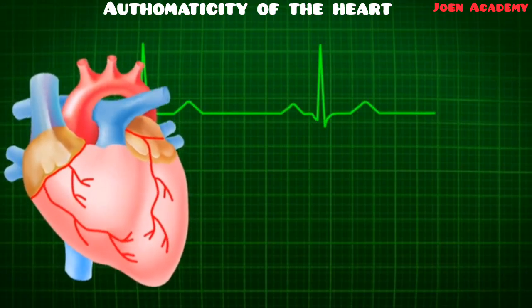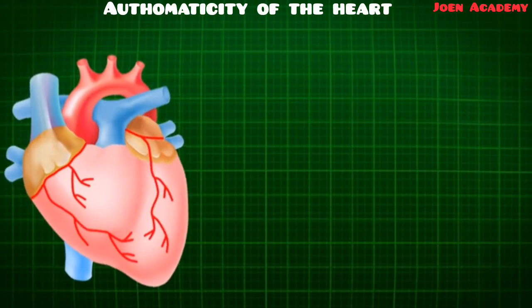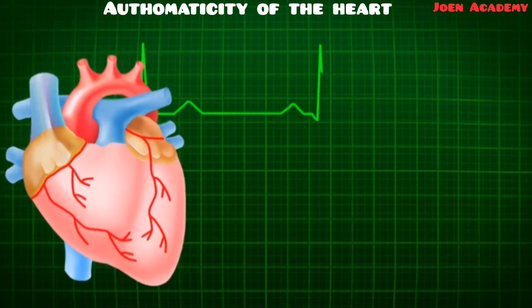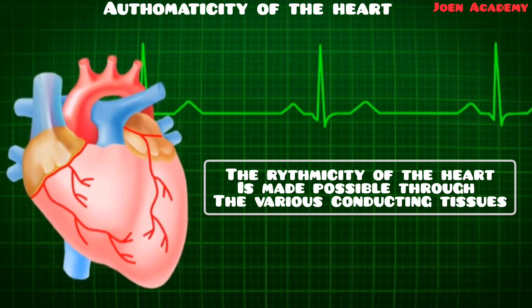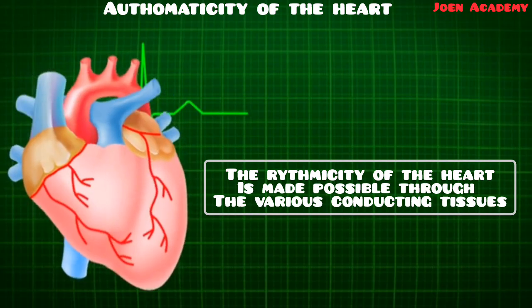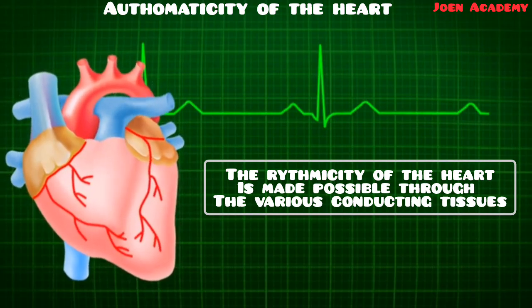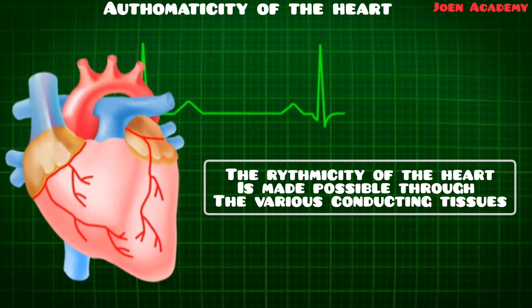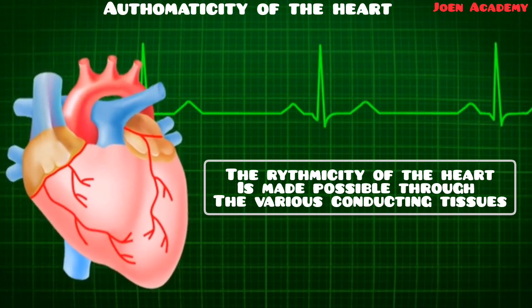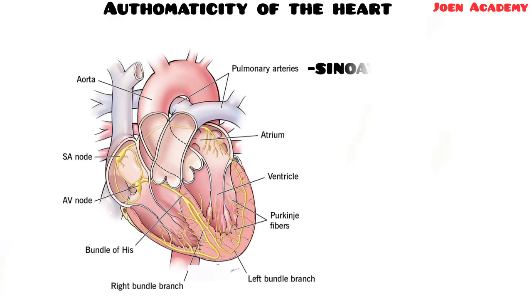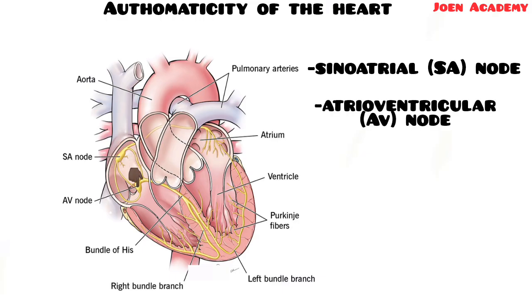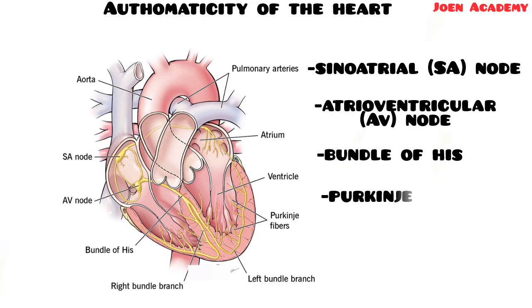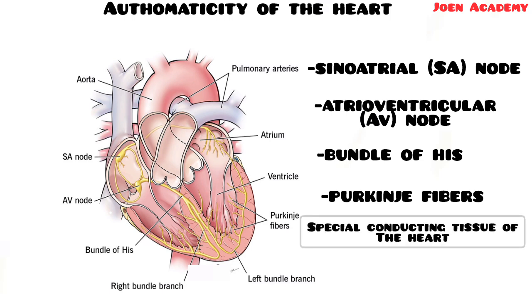This inborn ability of the cardiac muscle to contract and relax on its own, that is the rhythmicity of the heart, is a result of the presence of certain myocardial cells in well-defined areas of the heart, which can spontaneously depolarize, causing action potentials to be fired. These specialized areas are the SA node, the AV node, the bundle of His, and the Purkinje fibres. They are collectively known as the special conducting tissues of the heart.